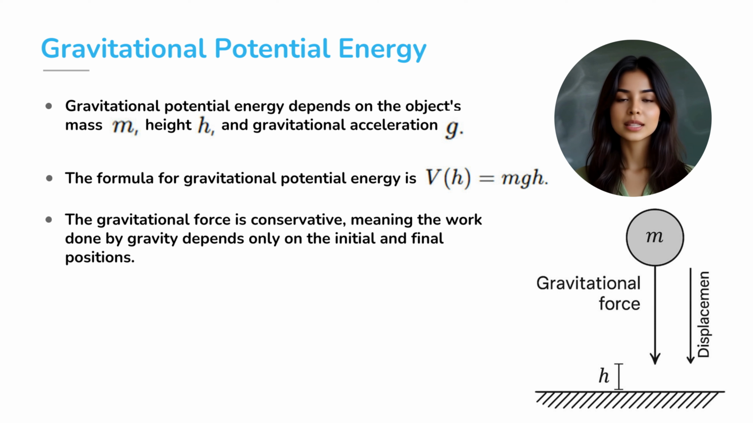We can calculate gravitational potential energy using a simple formula. Potential energy equals mass times gravitational acceleration times height, or in symbols, V of h equals m times g times h. Here, m is the mass of the object, g is gravity, and h is the height above the ground.